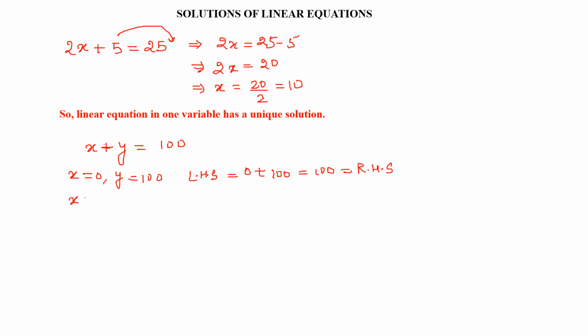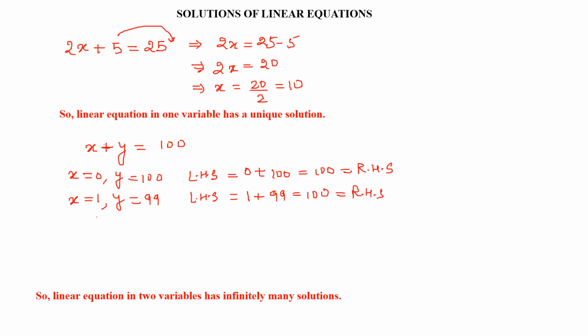Next, you can put x as 1 and y as 99. Okay, so again you can see LHS will be 1 plus 99 and you will get the answer as 100, which is again equal to RHS. Like that, if you try, you will get infinitely many solutions. Okay, so a linear equation in two variables has infinitely many solutions. Here though I have taken only whole numbers. You can take integers, rational numbers. You can see there are infinite solutions.